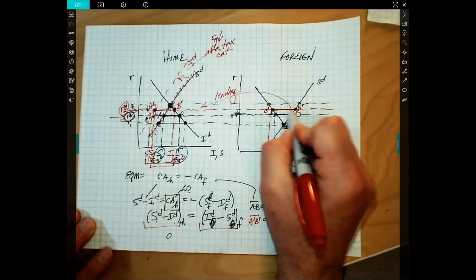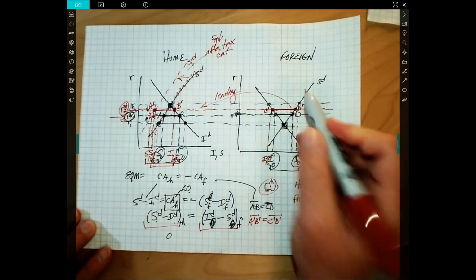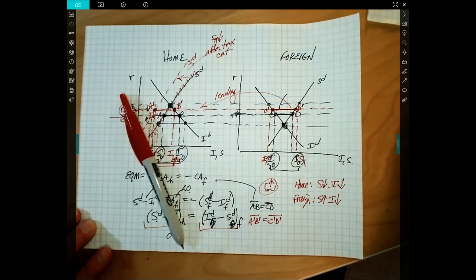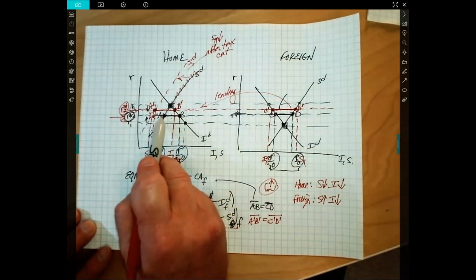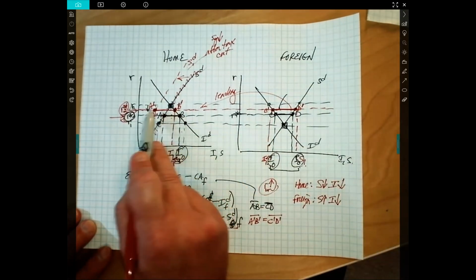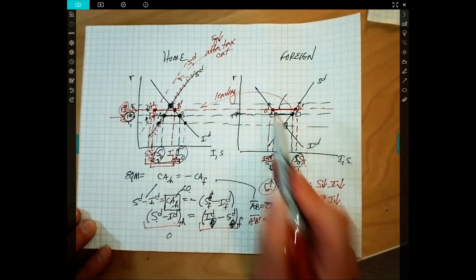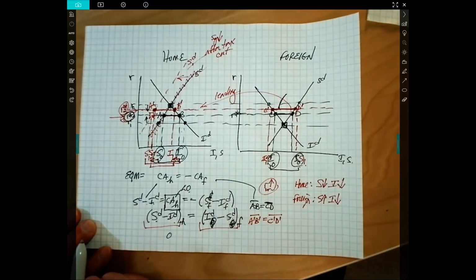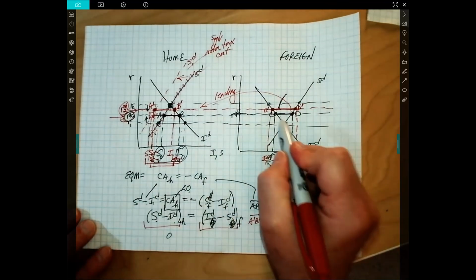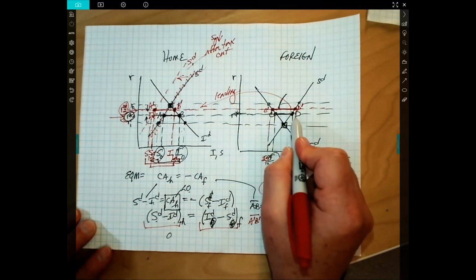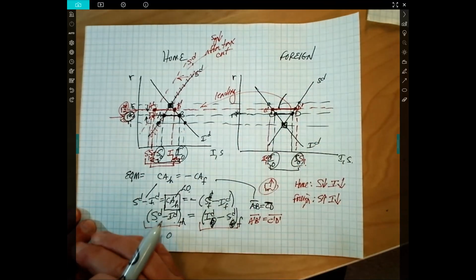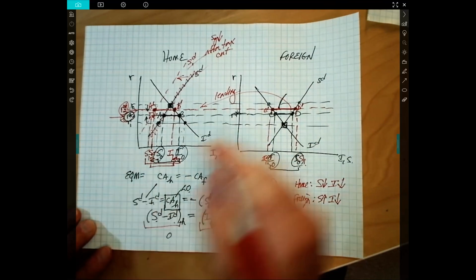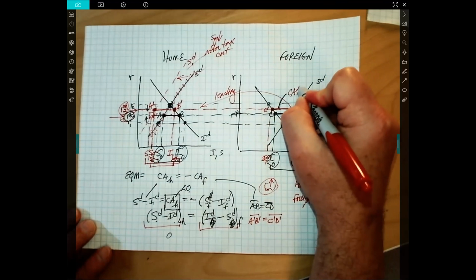This distance right here is the current account. It's harder to see over here because both these points are moving, investment and saving, but it's easy to see over here. What's happened to the current account in the foreign country? What's true about the difference between C prime and D prime versus C and D? It's bigger. So the current account has gone up.